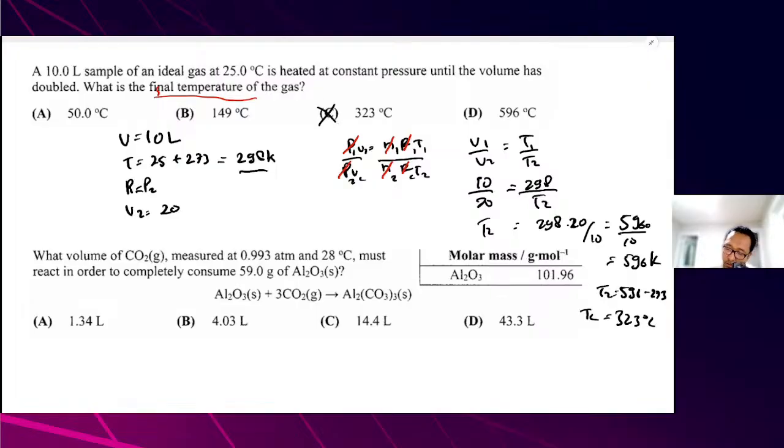Okay. Now we're getting the answer of this one. All right, so let's move on to the next question.